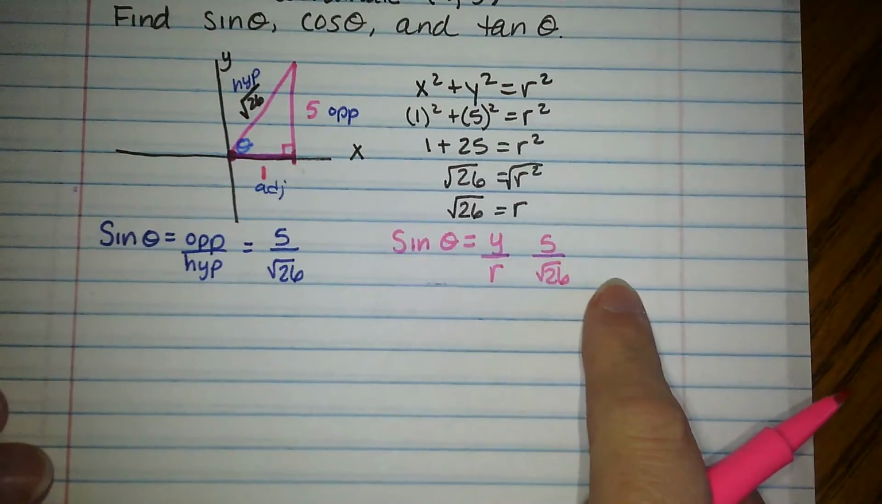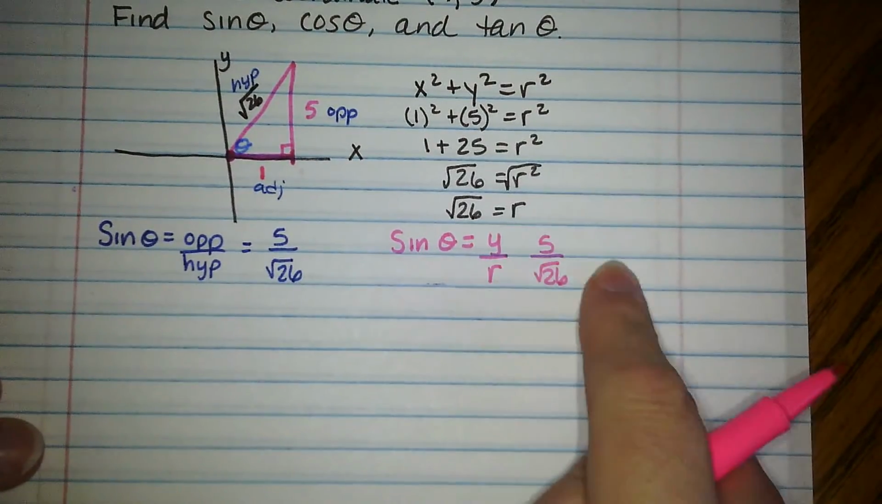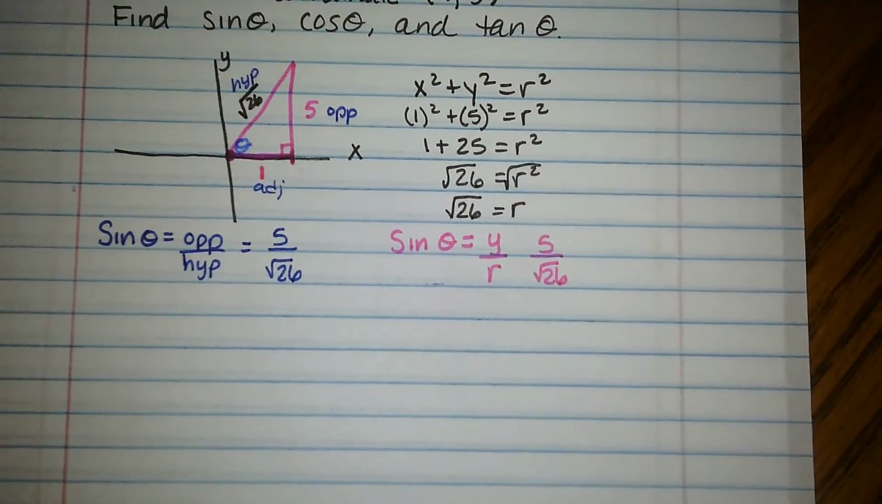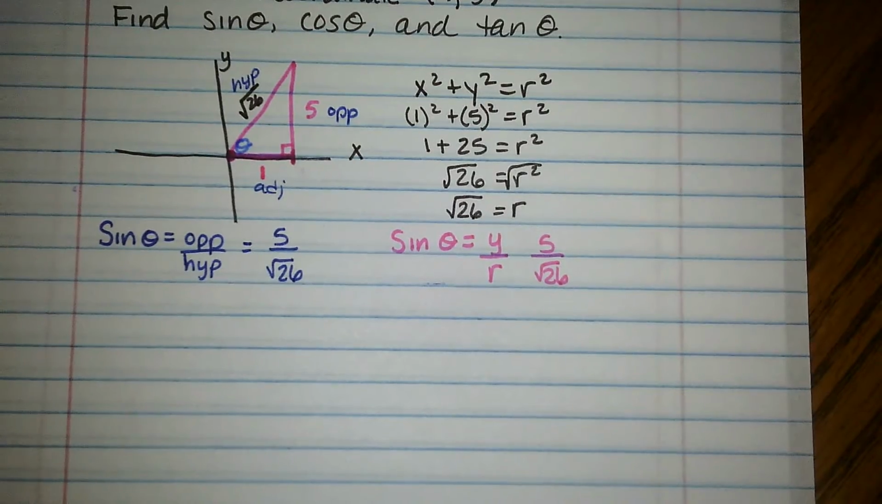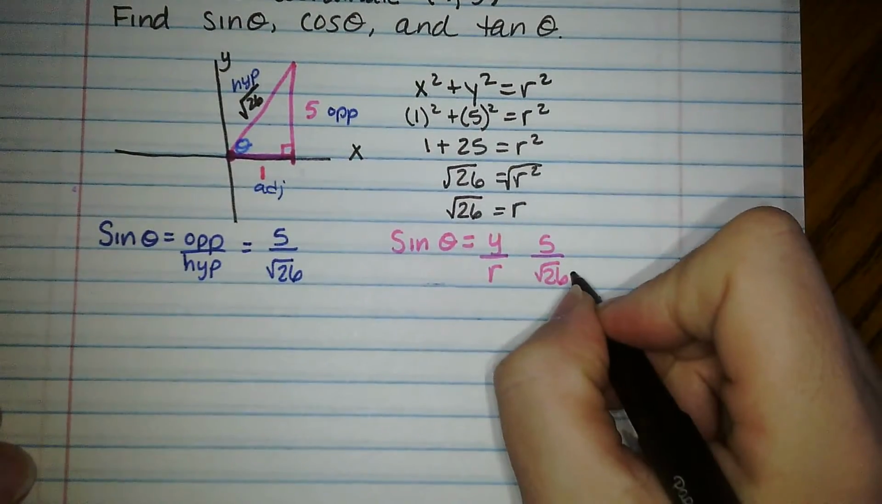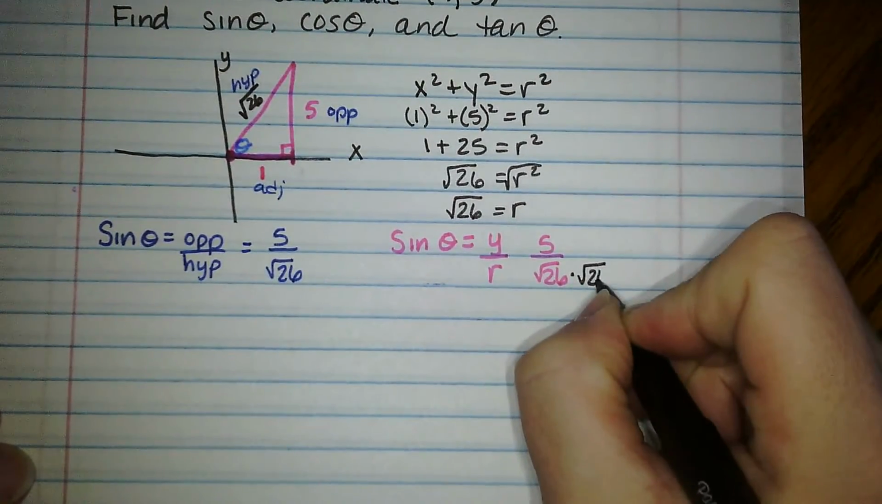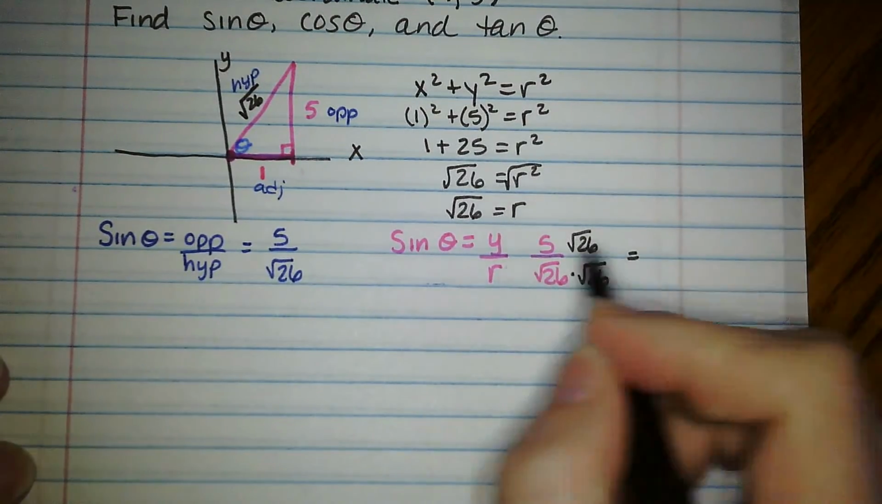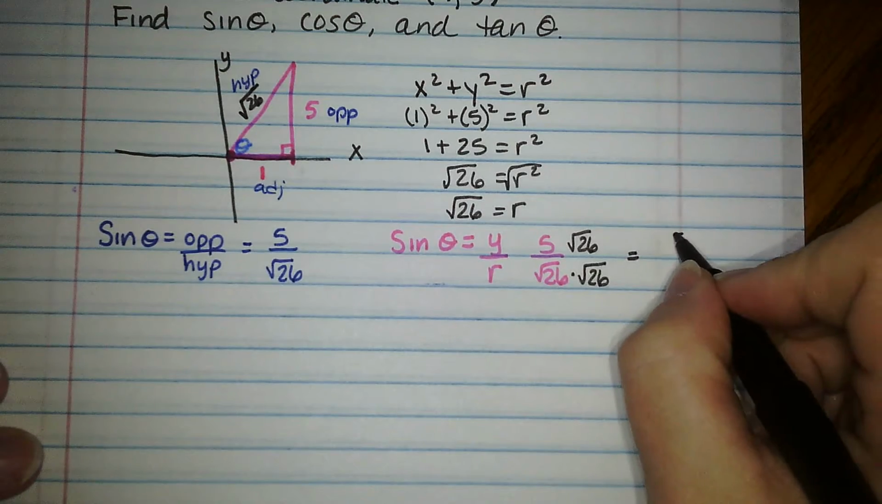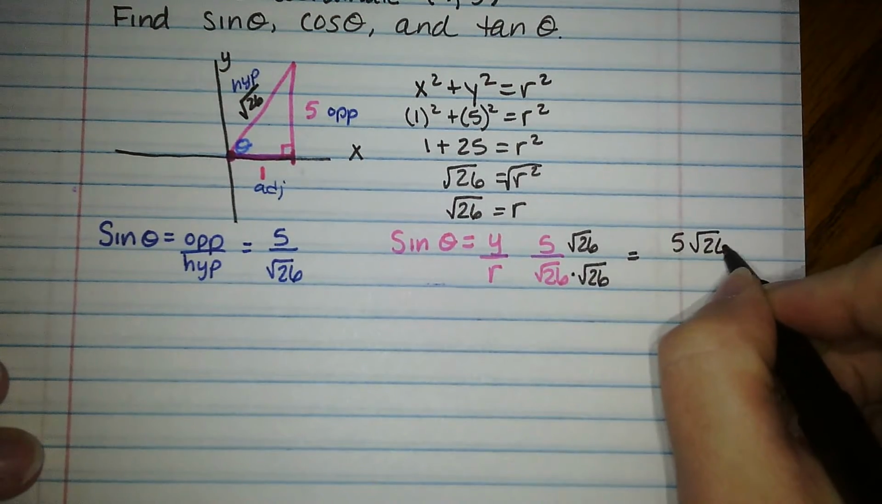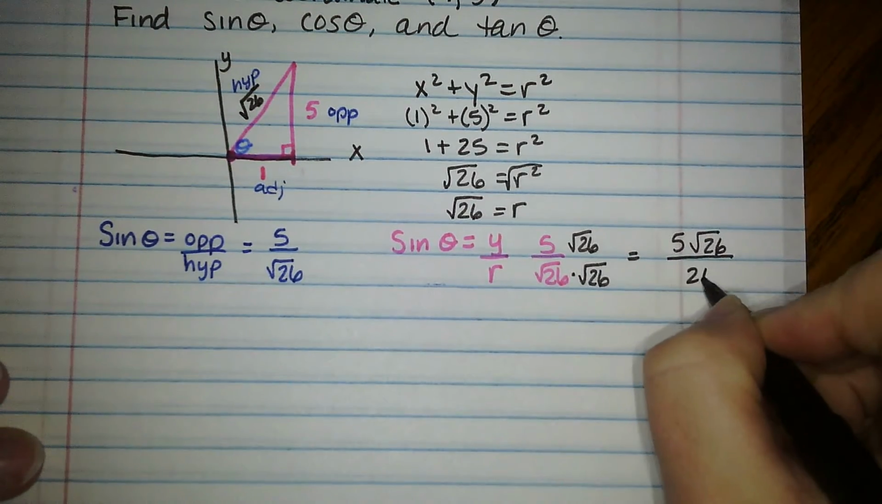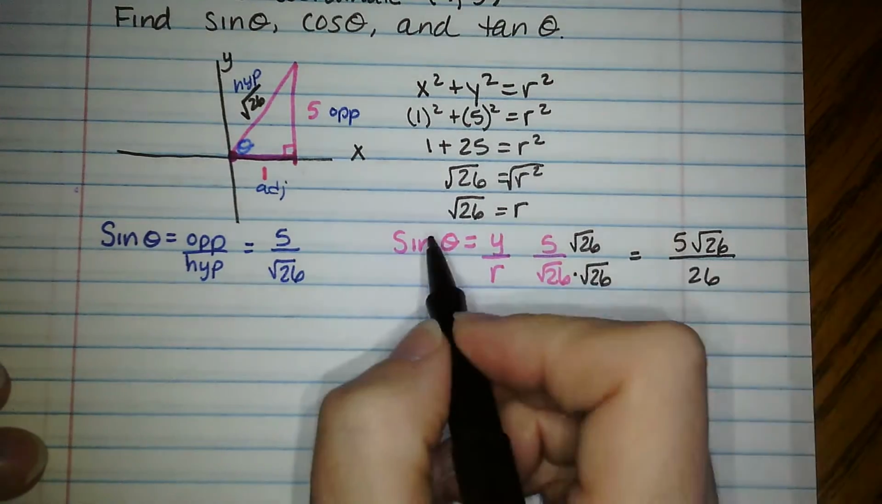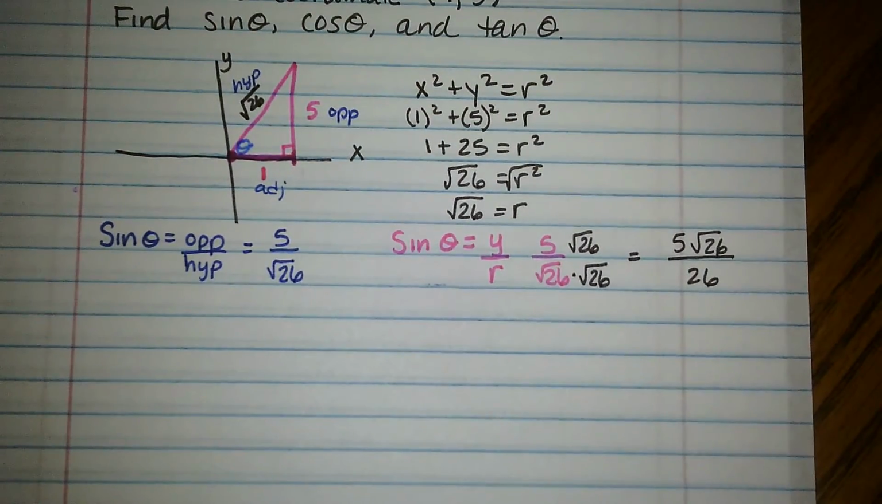Now, neither of these are completely correct because we have to rationalize the denominator. So I don't care which one you do it to, but please do it. When you rationalize the denominator, you have to multiply top and bottom by that radical. So the sine of theta is going to be 5 square root of 26 all over 26. That is the sine of theta.